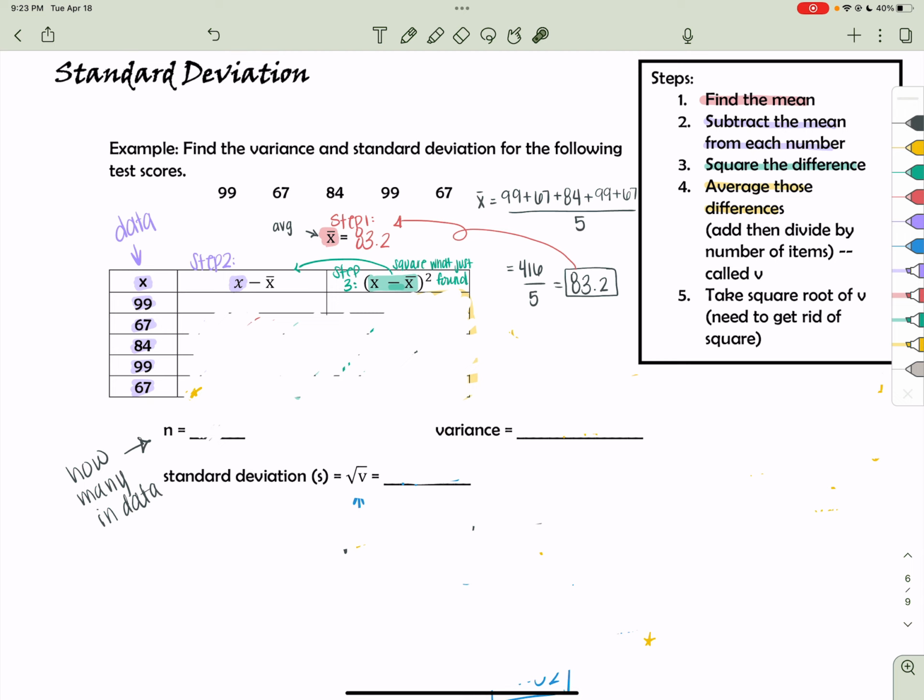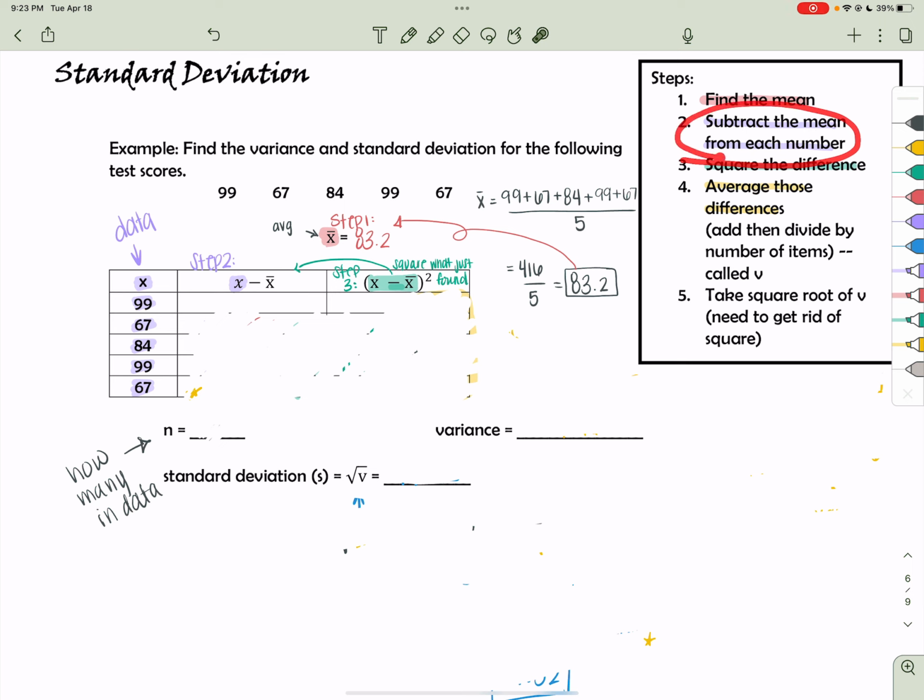It makes it much easier if we just see it in the table. So the first column is always going to be my data, and I took these and I just wrote them in the order that they appeared. You don't have to do them in any special order. If you want to put them in least to greatest, that's fine, but the order itself doesn't matter. Second step says subtract the mean from each number.